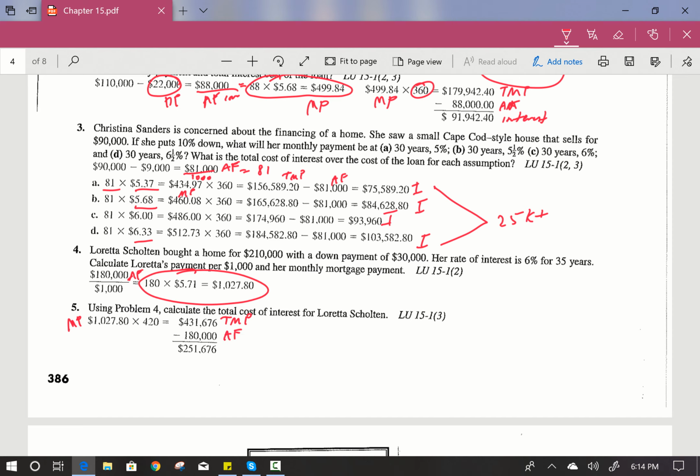Subtract from that the amount financed of $180,000, and that means the total cost of interest for Loretta over that 35-year period is $251,676. Wow. And her home was financed at $180,000, and she's going to pay $250,000 plus in interest. Let that sink in. This concludes Chapter 15, The Cost of Home Ownership.